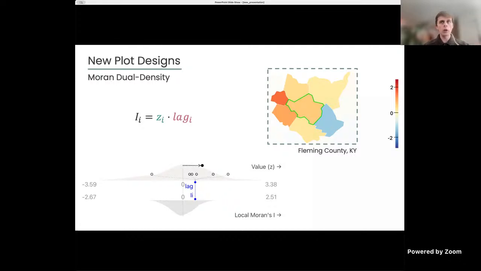Then on the bottom of the plot, we add another density plot. This density plot represents the bootstrapped values. This is our reference distribution. This is also why we call it a dual density plot. We've got density on the top, density on the bottom, dual density. And with this density plot on the bottom, we can calculate the critical values and add in some significance regions.